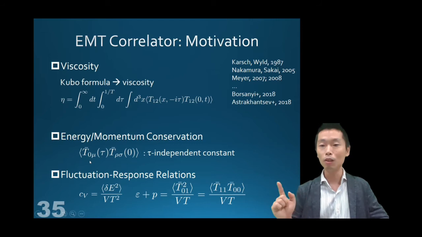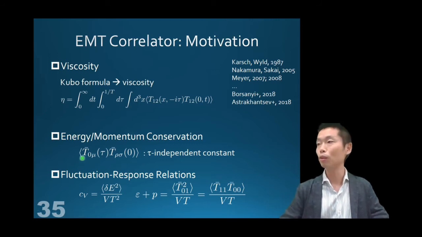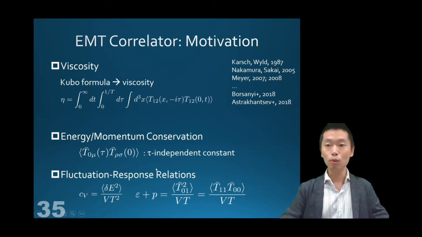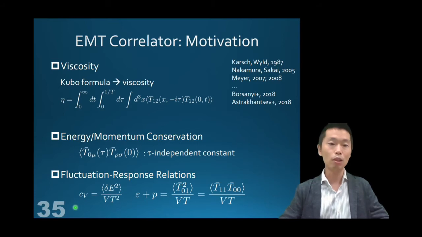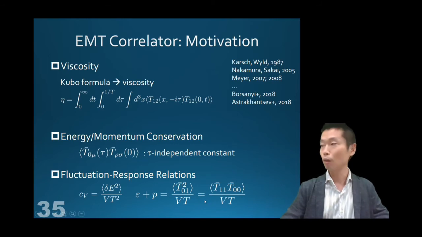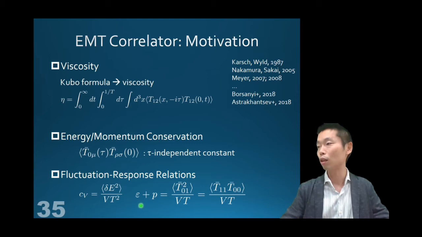This should be a tau-independent constant because this quantity is conserved. Okay, and it is also interesting to see the fluctuation-response relations. That is, the fluctuation of energy is related to the specific heat, and the fluctuation of momentum. And also this correlation T11 and energy is related to entropy density through this relation. So it's interesting to confirm these relations.